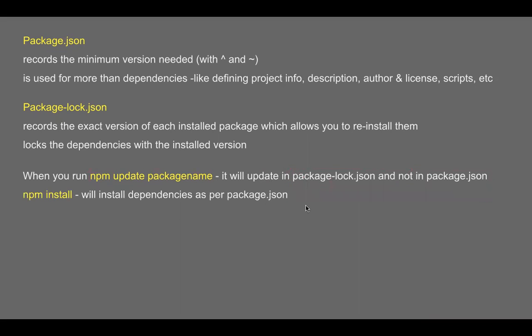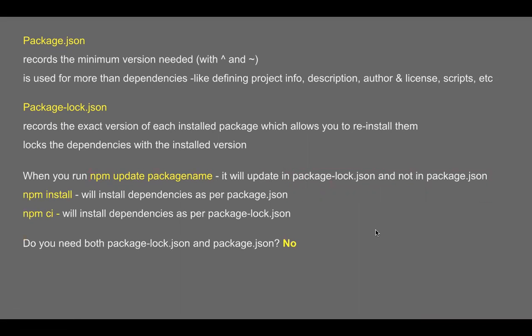So this is some extra information, just in case you want to know more about the package.json and package-lock.json files. But it is fine if you do not get all these things deeply. When you say npm install, it will install the dependencies as per package.json. But when you say npm ci, it will install dependencies as per package-lock.json. This can be useful for people who want to go with the exact version that was installed initially. We can use npm ci.